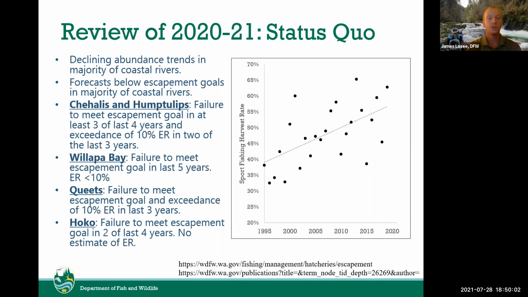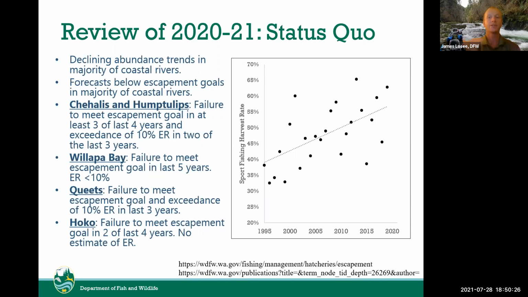The Chehalis and Humptulips had failed to meet their goal in at least 3 of the last 4 years, and we'd exceeded the 10% exploitation in numerous years. Willapa Bay had failed to meet its goal in the last 5 years. Queets had failed to meet its goal, and it exceeded 10% in the last 3. And then the Hoko, 2 of the last 4, we had exceeded this escapement goal.